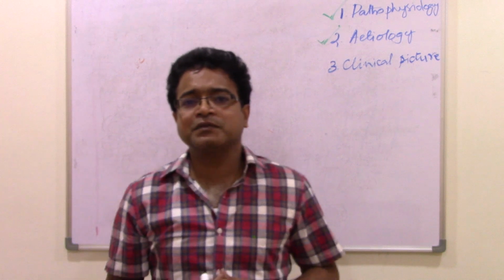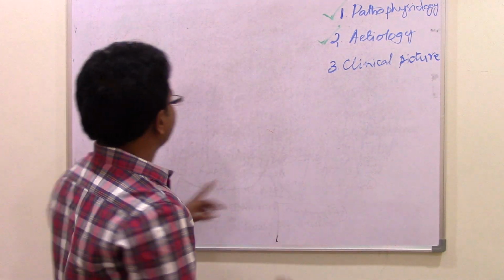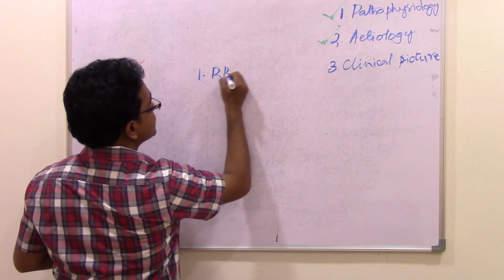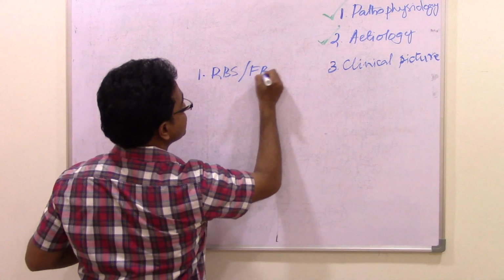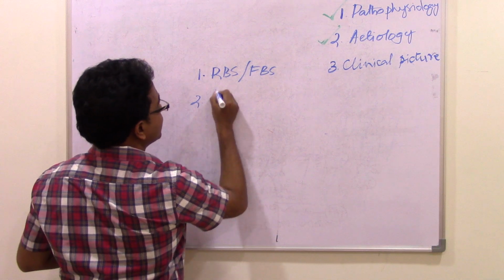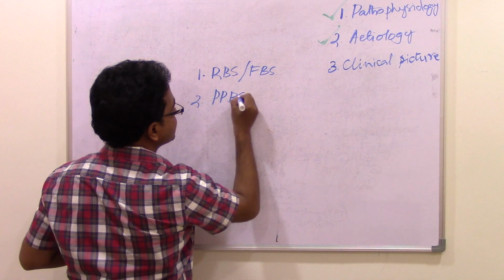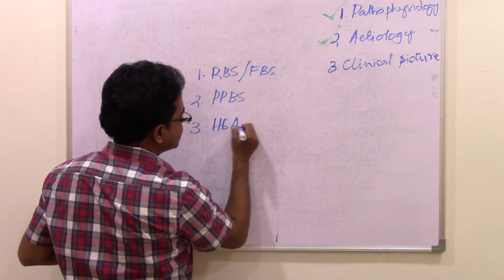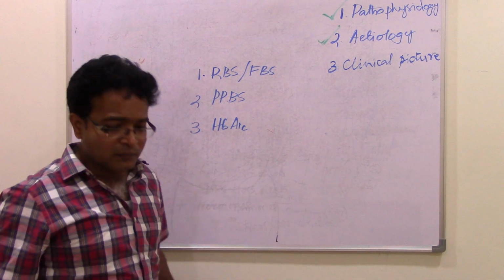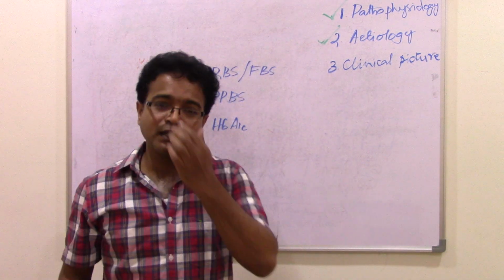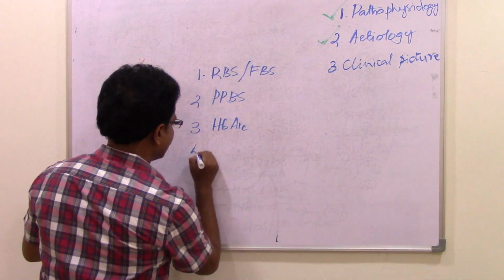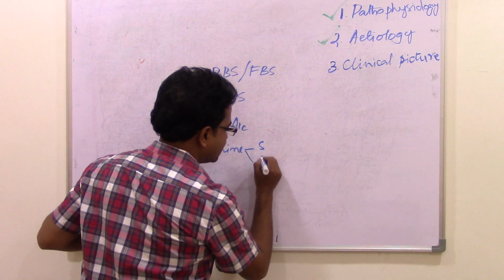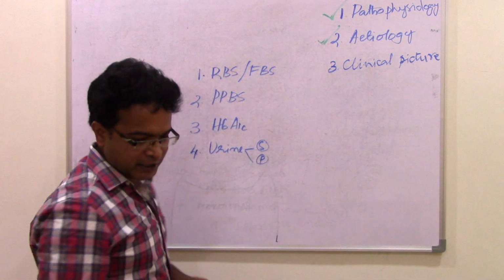We all know that if somebody is diabetic, we check three things basically. One is random blood sugar or fasting blood sugar, and second one is postprandial blood sugar, that is after meals, and now everyone is doing this HbA1c. And there is urine sugar, and of course you can go for urine sugar and urine albumin, urine sugar and urine protein.